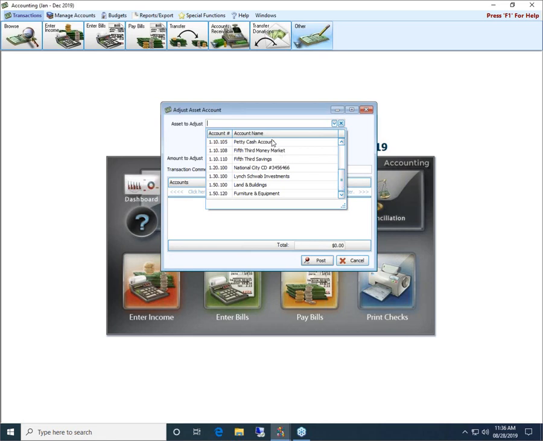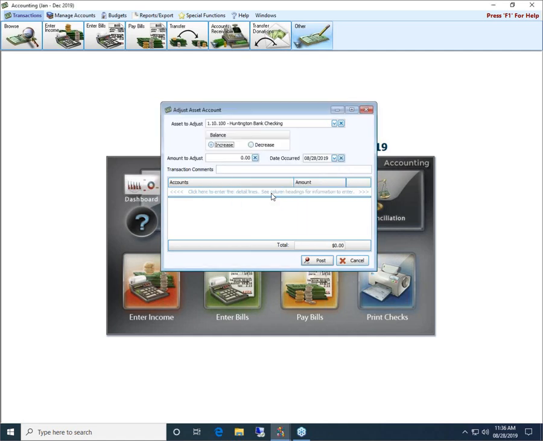Okay, so once we've chosen the particular asset, so we're just going to say choose our Huntington Bank checking. Notice here, I like to point this out. Balance, we do increase or decrease. There is no debit or credit in this case. The system knows that when you choose increase or decrease, whether the effect on the asset is a debit or a credit, okay? So, you know, when we choose the increase button, we know that it's a debit to the asset. When we choose decrease, we know it's a credit side to the asset, okay? So you just have to choose, am I increasing or decreasing my asset account, okay?